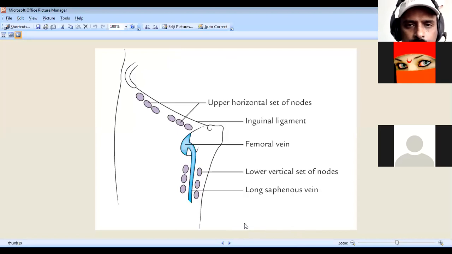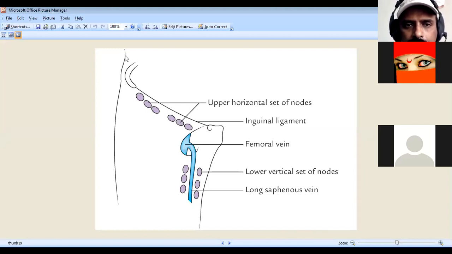Then these are the groups of lymph nodes which are arranged in the lower limb below the inguinal ligament. So the question is how it is, the lymph nodes of the deep inguinal or superficial inguinal lymph nodes group. At that time you have to remember that they are all T-shaped arranged, upper horizontal, lower vertical, and these are the draining areas you have to remember.